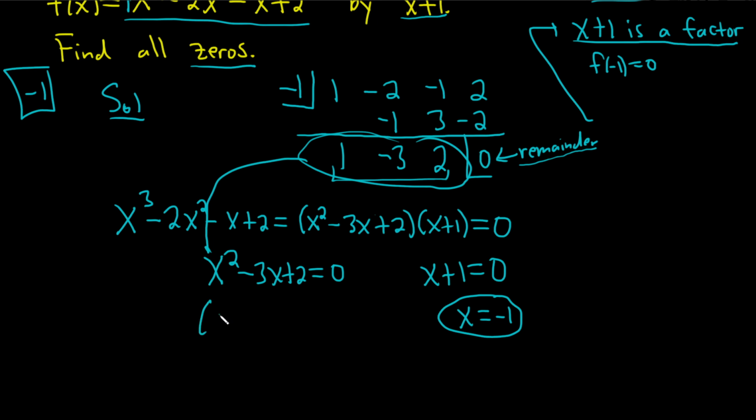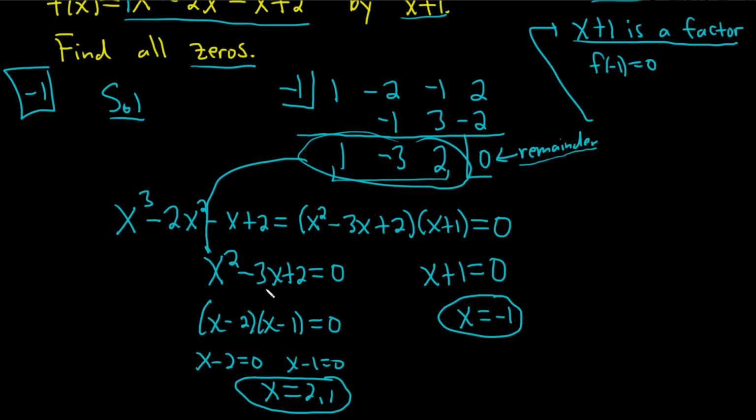This hopefully factors. Let's try it. I think it will. We need two numbers that multiply to 2 and add to negative 3. So I guess 1 and 2, and they both have to be negative. And that'll give us x minus 2 is 0, x minus 1 is 0. So we get 2 and 1. Yeah, it certainly does work. Look, negative 2x minus x, the inside, the middle, and the outer give you negative 3. Negative 2 plus negative 1 is negative 3. Negative 2 times negative 1 is 2. So all is good. Easy factoring. So those are our three answers. Our zeros are negative 1, 1, and 2.